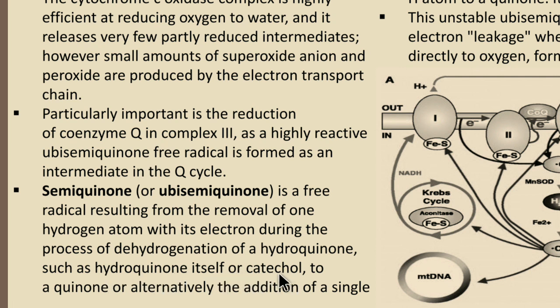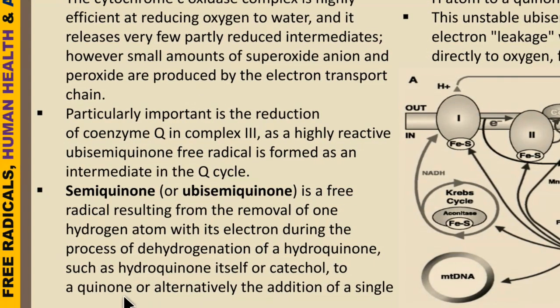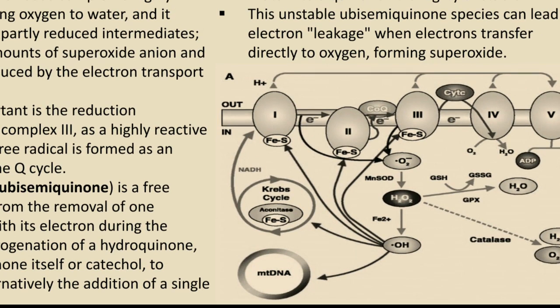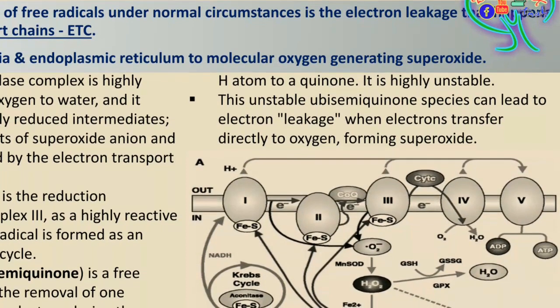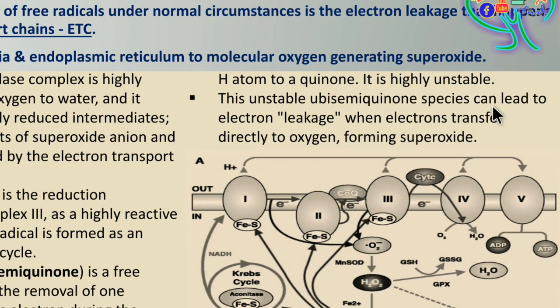hydroquinone itself or catechol. Catechol, in the sense, is the benzene ring where the hydroxyl will be attached to the benzene ring, and due to that, in the production of this quinone or alternatively, it is going to add a single H atom to form the quinone. So because of this, it is going to become unstable. So here again, it is the hydroxyl group formation. So this unstable UB semiquinone species can lead to electron leakage when electrons transfer directly to oxygen, forming superoxide.